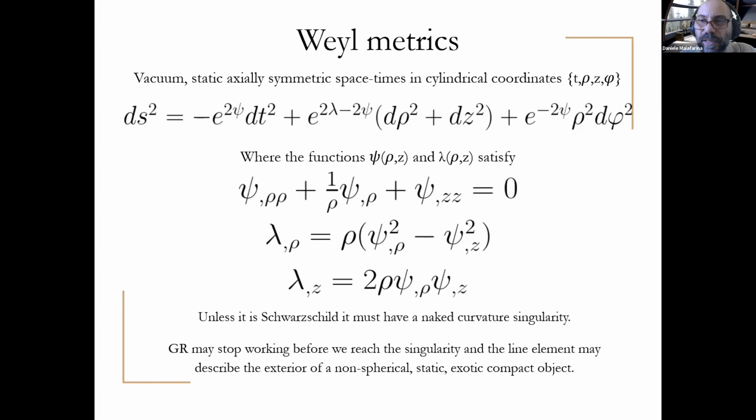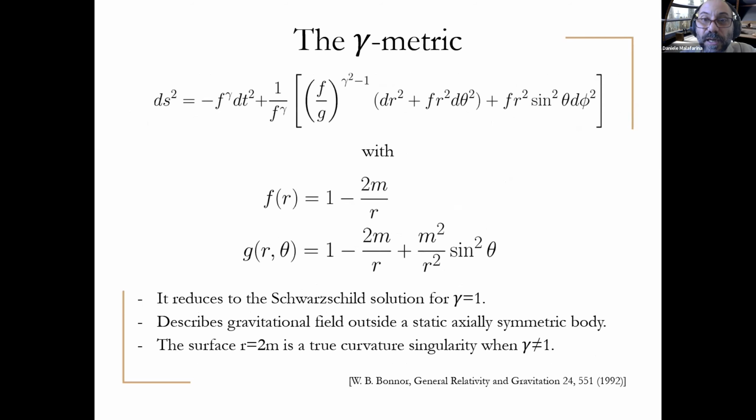The gamma metric is particularly interesting because of its symmetry, because it's continuously linked to the Schwarzschild. So when gamma is equal to one, you get exactly Schwarzschild. But when gamma is different from one, you get an object that may be slightly deformed, slightly oblate or prolate in shape. And that makes it appealing because it allows us through the change of this parameter gamma to probe how we go from black hole to non-black hole cases. The interesting thing is that when gamma is not one, r equal to 2m, this is written now in Schwarzschild-like coordinates. So this reduces to Schwarzschild exactly in Schwarzschild coordinates when gamma is equal to one.